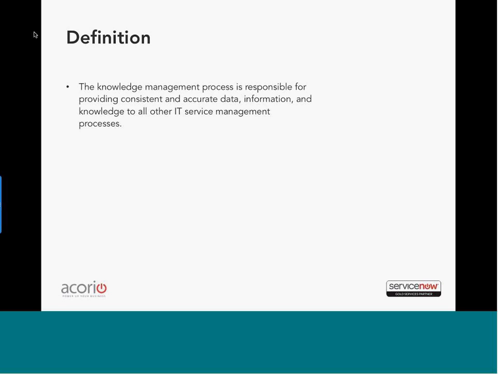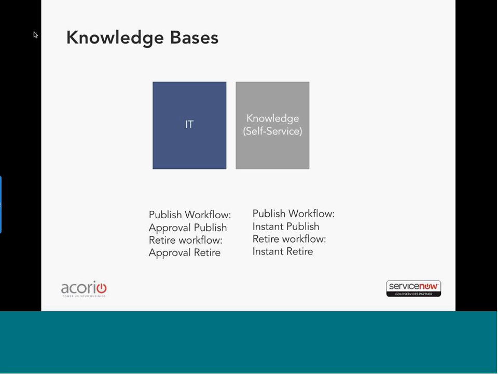So definition: knowledge management is the process responsible for providing consistent and accurate data, information, and knowledge to all other IT service management processes. And the knowledge base itself acts as a repository for storing all those articles. And then we have the user knowledge base, and then we have the IT knowledge base. So in your instances, what you have configured for Lambda, you have the IT knowledge base that the fulfillers are using, and we have the publish workflow and the retire workflow, and they both need approval.